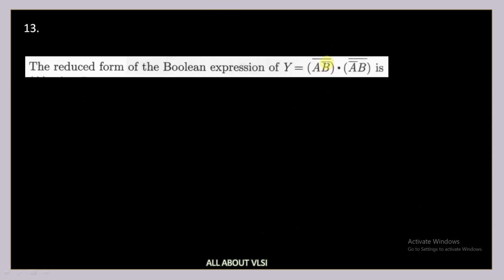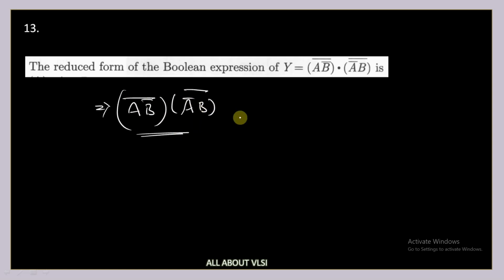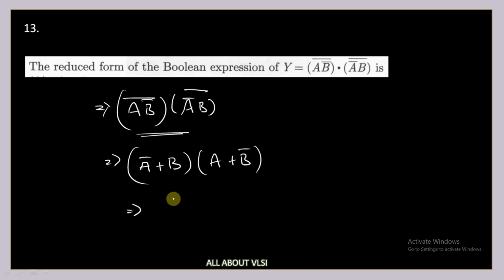So y is equal to (AB)' bar dot (A'B)' bar, that is (AB)' into (A'B)'. For this they need the reduced expression, so I'll also try parallelly. It is nothing but (A' + B') into (A + B'). Okay, so that is nothing but A'A which is 0, plus A'B' plus AB.